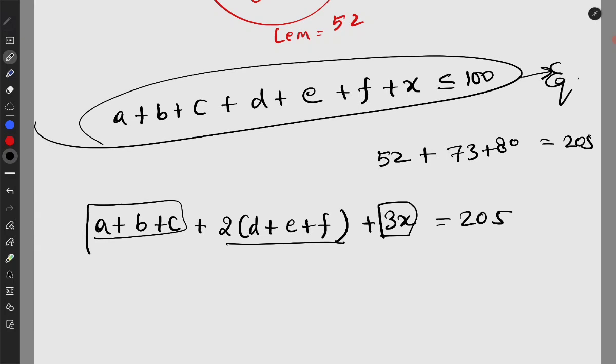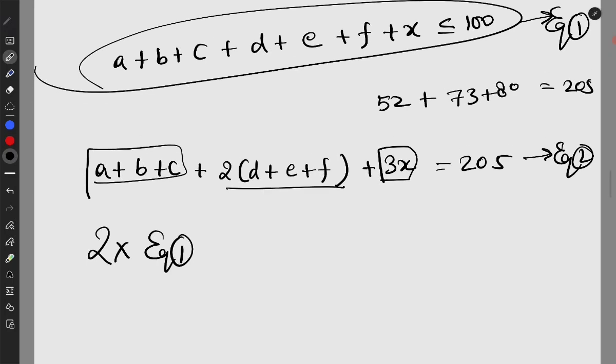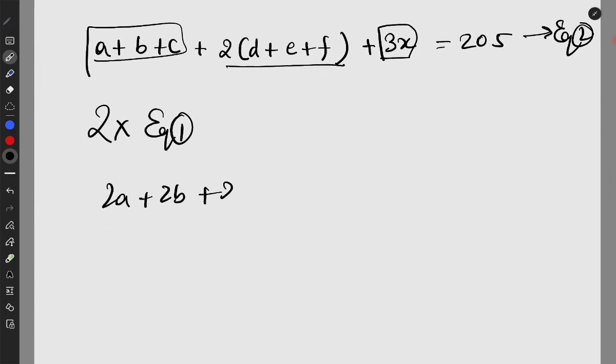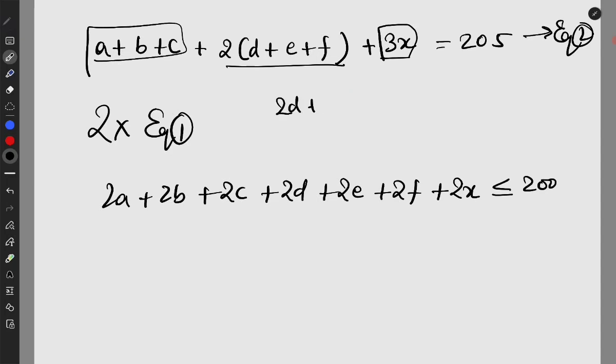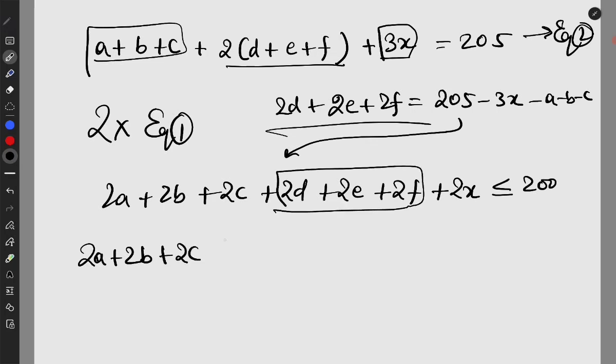Let's say equation number 1 and equation number 2. What we can do is multiply equation number 1 by 2 and get another equation. So 2a, 2b, 2c, 2d, 2e, 2f, 2x is less than or equal to 200. Now we can find 2d plus 2e plus 2f equals 205 minus 3x minus a minus b minus c. Let's put this entire thing here, and we'll replace it with 205 minus 3x minus a minus b minus c plus 2x.